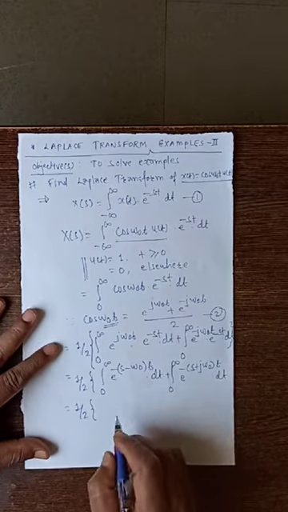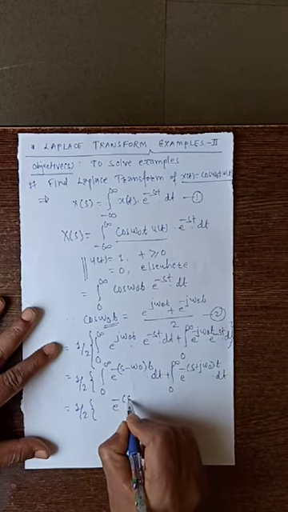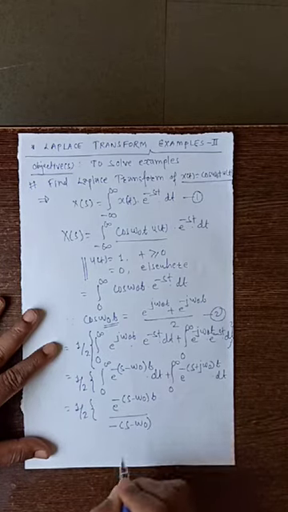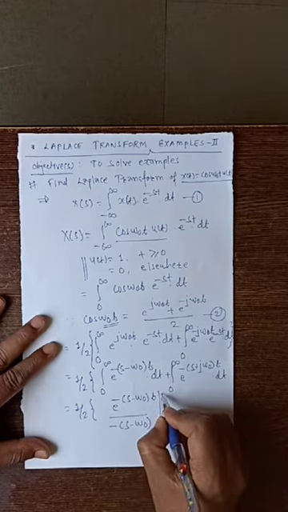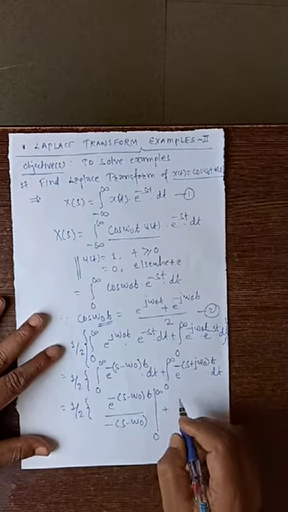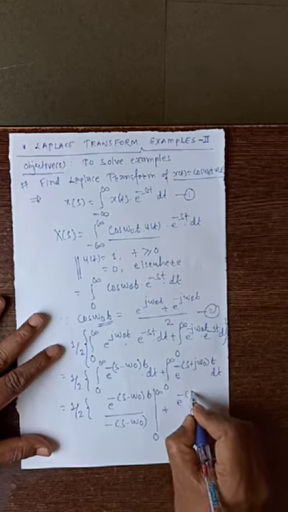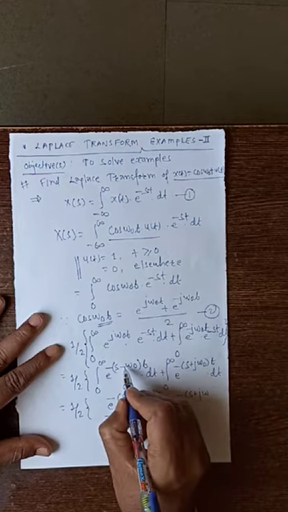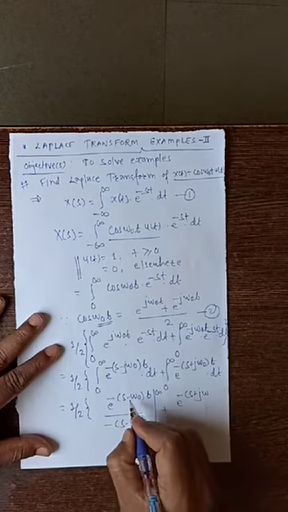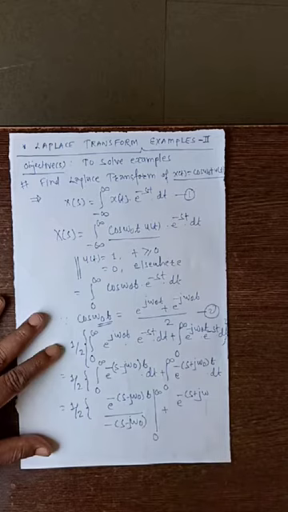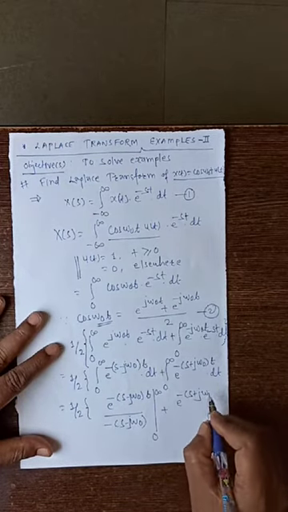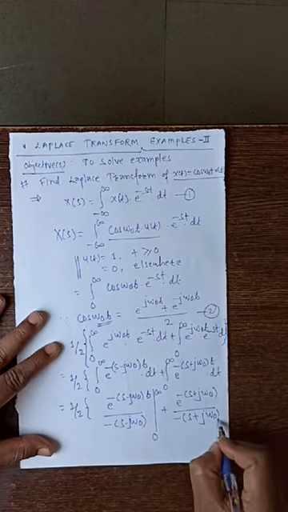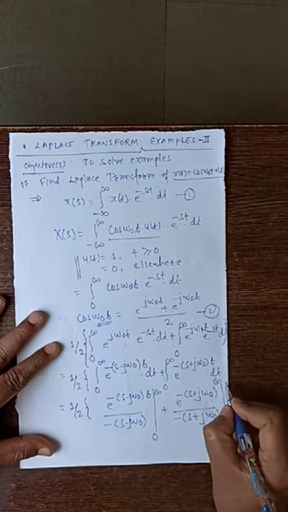into bracket. So take the integration. Integration gives e raised to minus s minus j omega naught t divided by minus s minus j omega naught, lower limit 0, upper limit infinity, plus the integration of e raised to minus s plus j omega naught t divided by minus s plus j omega naught, 0 to infinity, bracket is complete.